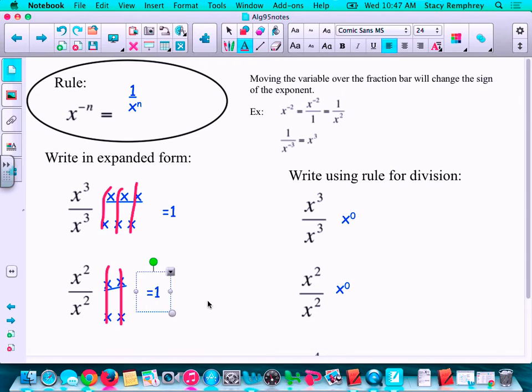And a lot of you were doing this yesterday. We had an example where all the x's canceled, and you knew not to put them there, but you didn't put 0. You had 1. So same problem, done with different methods, expanded form versus the rule. So you can hopefully see a relationship between raising something to the power 0 and getting 1.